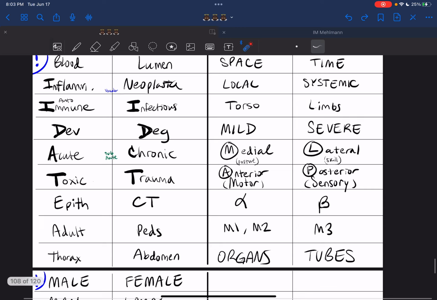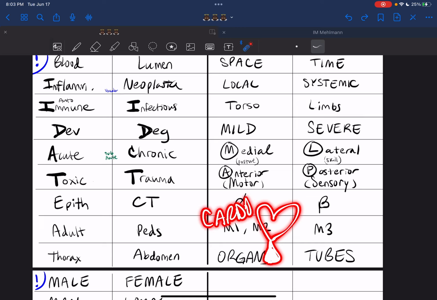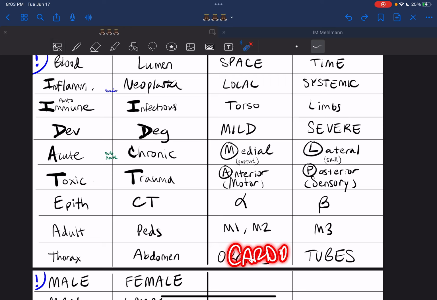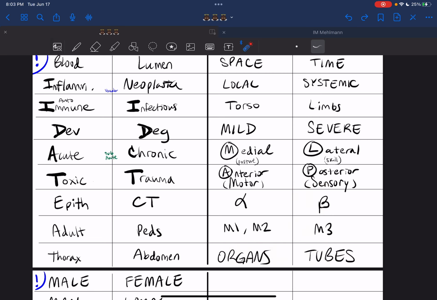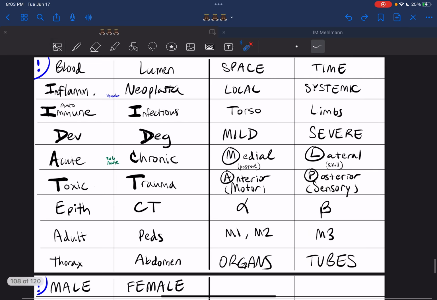Organs versus the tubes that surround those organs. So, for instance, your heart is the organ, and then it has these vessels that it pumps into and receives from, and that makes your cardiovascular system. So organs versus tubes is cardio versus vascular. And it's very helpful to think about the organ system as split into those two parts because they're two separate components that have their own stuff.